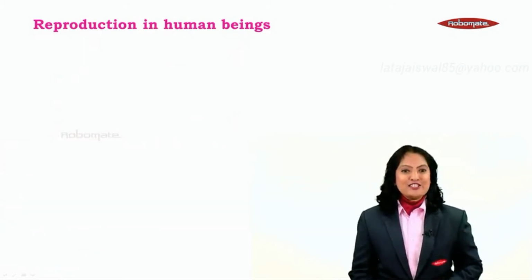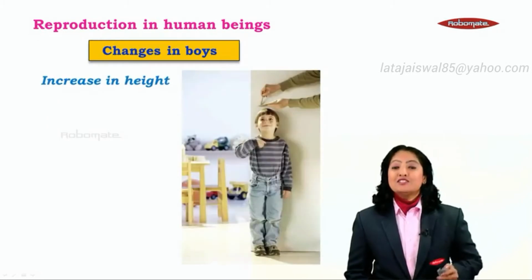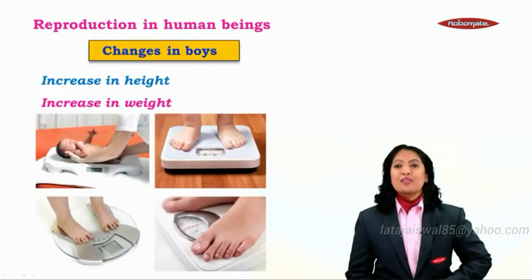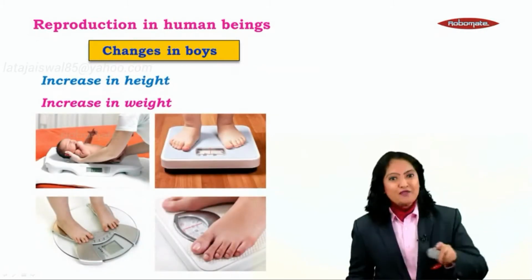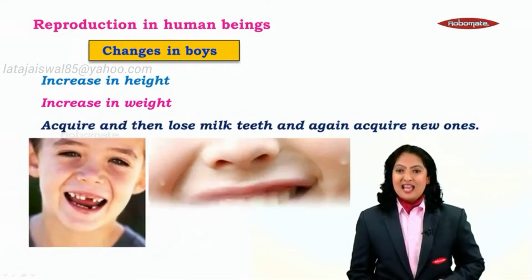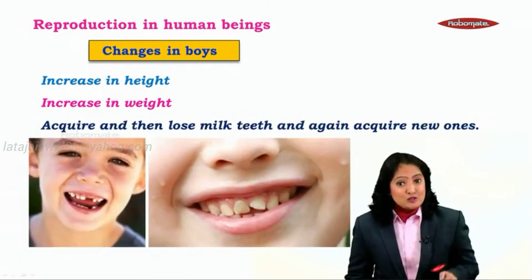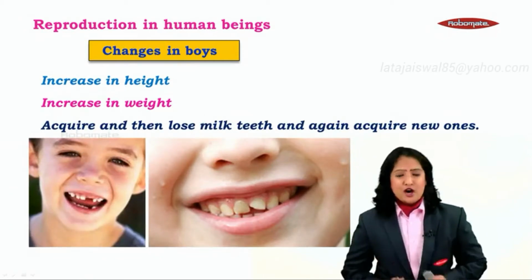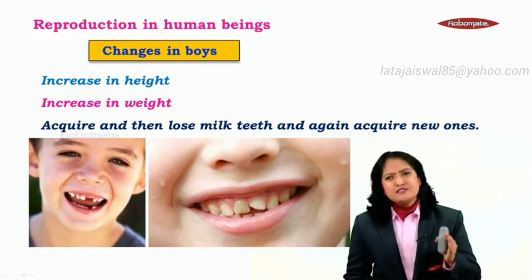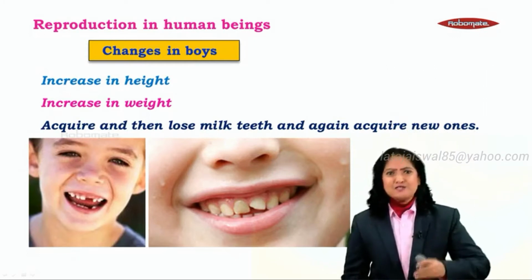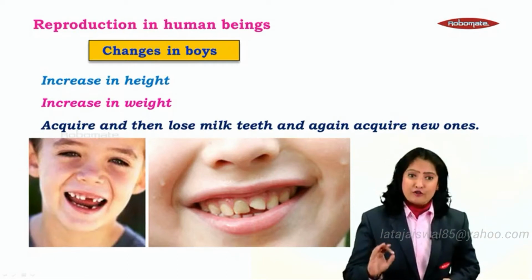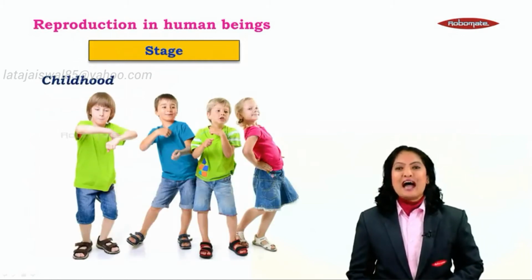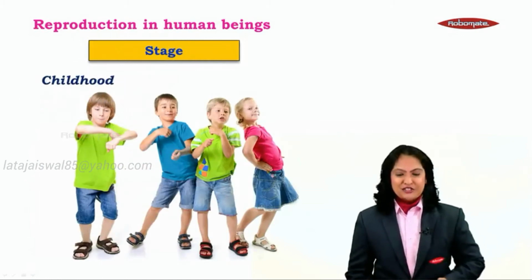Similarly, now let us see what the changes in boys are. The changes here are increasing height. Also, there is an increase in their weight. Plus, they also acquire and then lose milk teeth and then again acquire permanent teeth. So if we observe, the changes are similar in girls as well as boys in this particular phase of growth. And what do we call this phase? This stage of growth is called the stage of childhood.